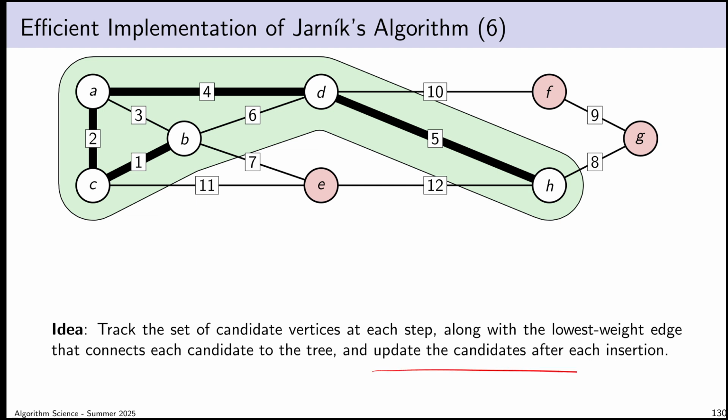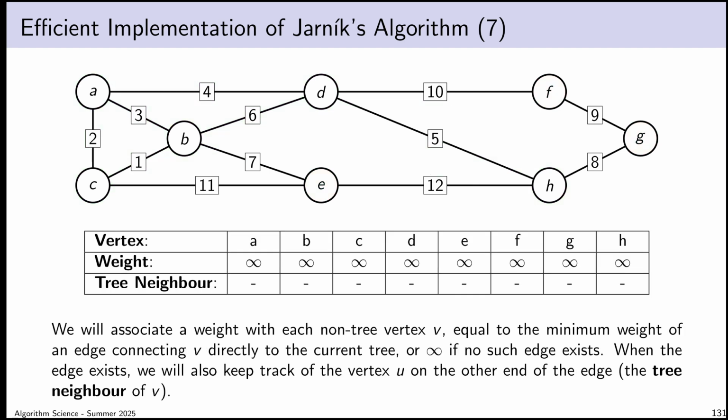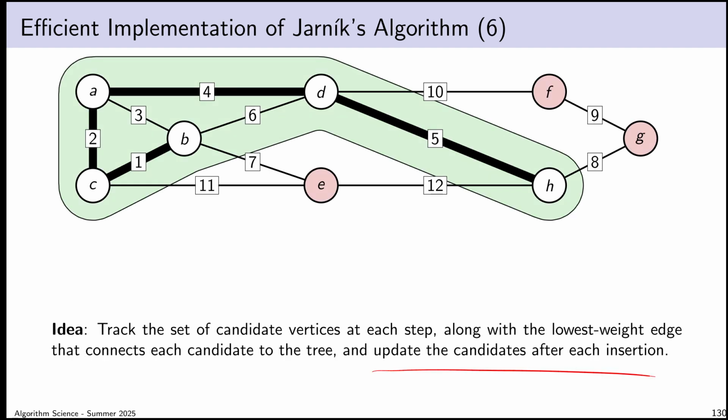And I just update the candidates after each insertion into the tree. So to do this, I'll associate a weight with every vertex. The weight of a vertex corresponds to the minimum weight of an edge that you can use to bring that vertex in. So at this stage here, vertex E would have weight 7, because there is a way to bring vertex E directly into the tree along an edge of weight 7.